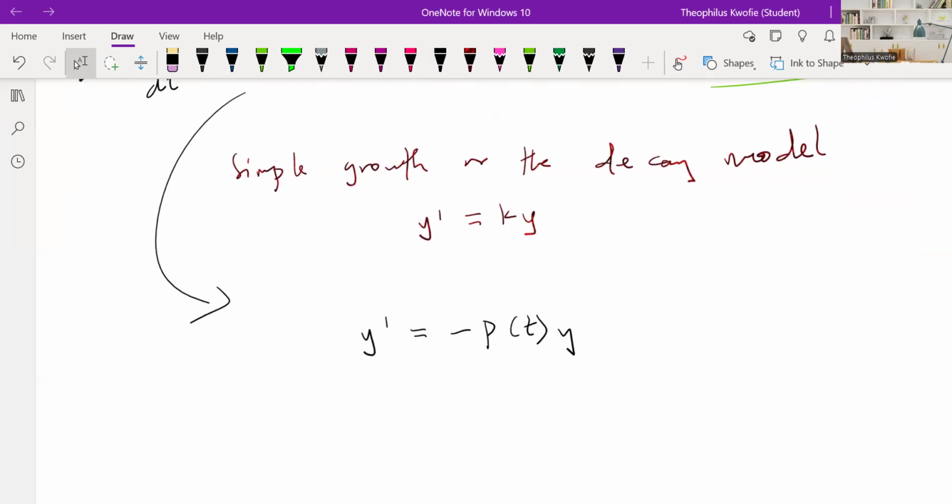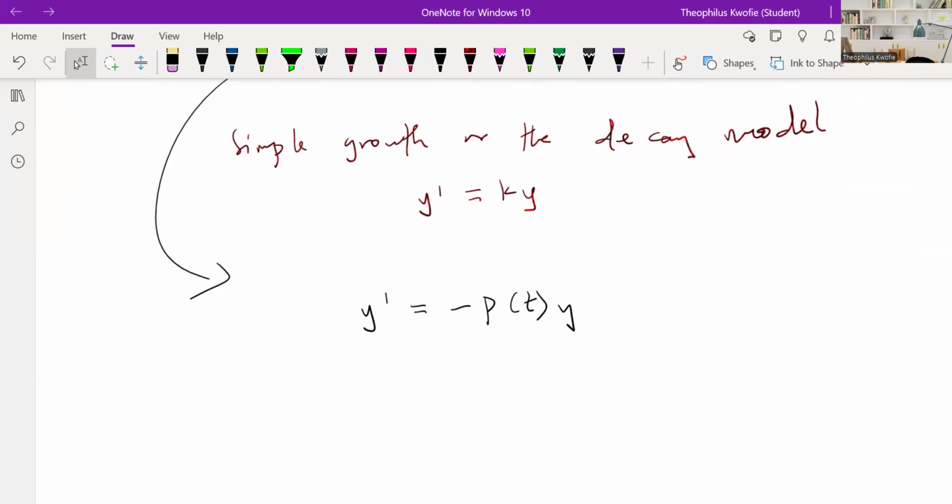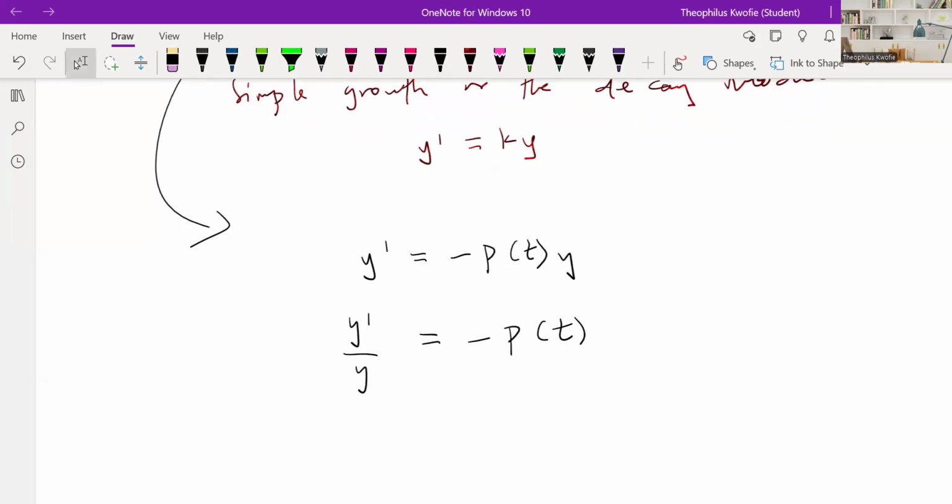Now, we want to solve such a problem. So what do we do? How do we solve it? Since we are saying it's separable, we want to group the dependent variable on one side and the independent variable on the other side, or the y's on one side and the other component on the other side. The easiest way to look at it is to write it this way.